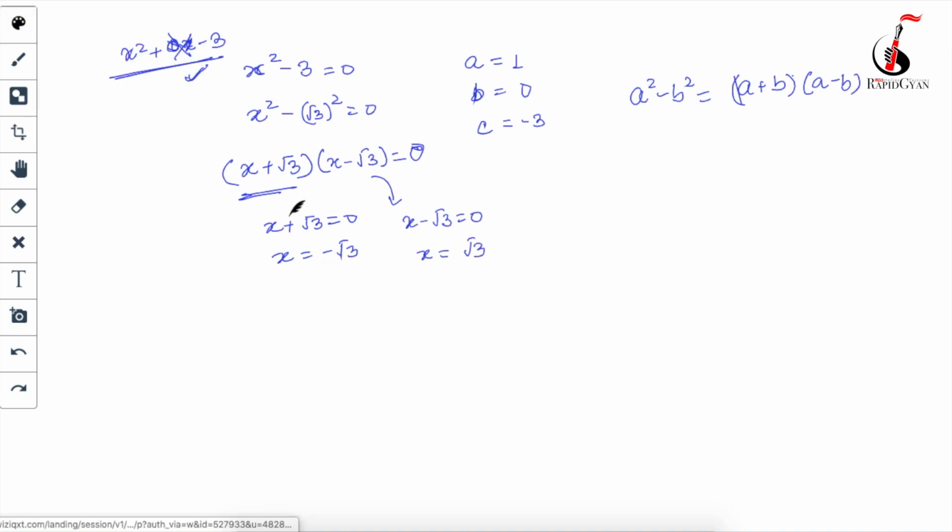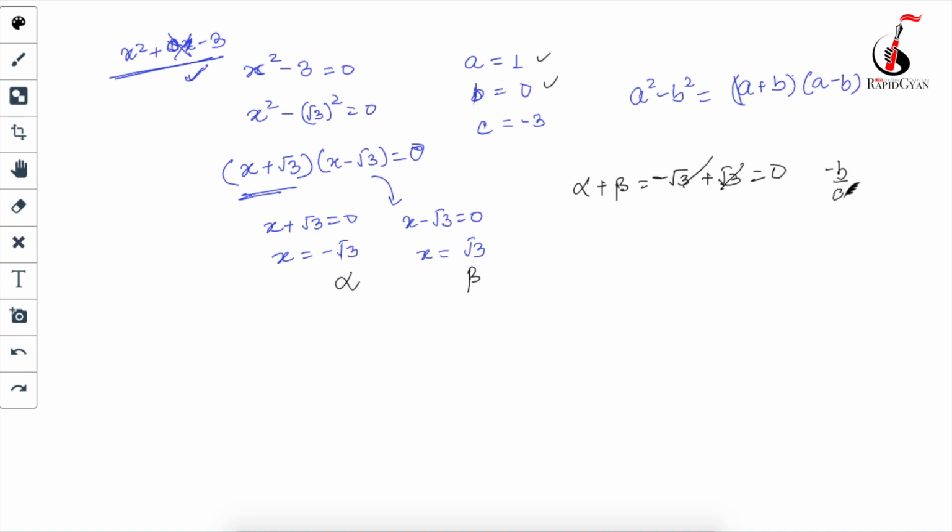Suppose this is the value of your alpha and this is your beta. So now verify the relationship. What will be the answer? Alpha plus beta. Sorry, alpha is minus root 3. So minus under root 3 plus under root 3, which is equal to 0. So what is the value of minus b upon a? Minus b upon a is nothing but minus 0 upon 1, which is equal to 0. So you can verify that. Now find the value of alpha beta. Alpha beta is minus root 3 multiplied by plus root 3, which is equal to minus 3.